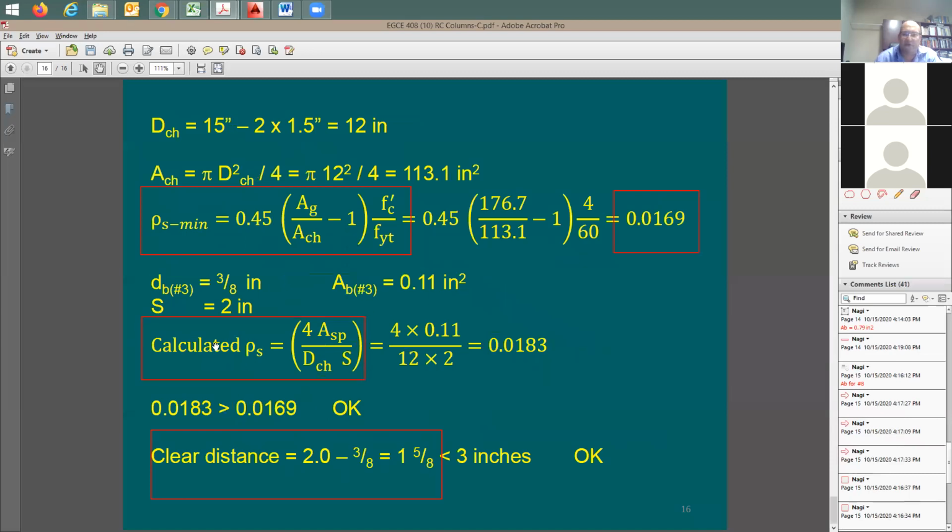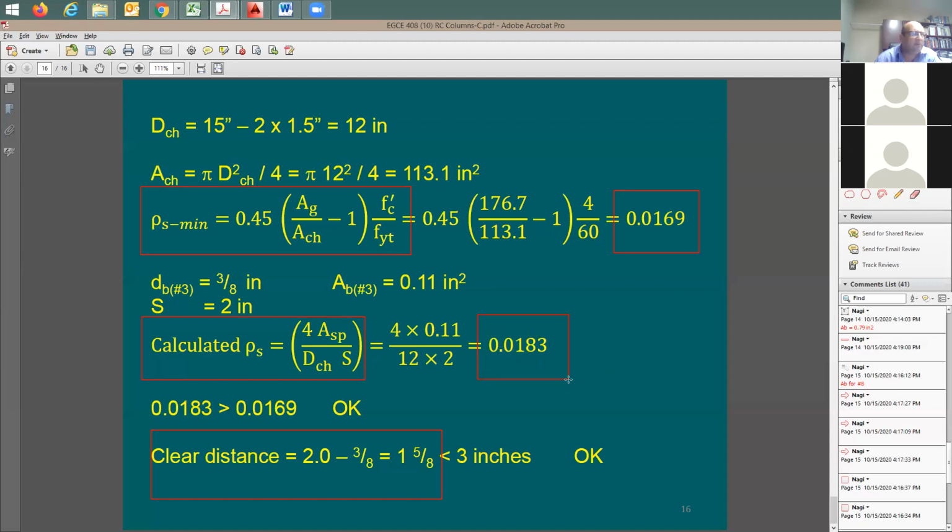Now let me see how much reinforcement we have provided, the reinforcement ratio for the spiral. I know for one rebar, it's going to be 0.11 square inches for number 3. This is going to be Ab for number 3. Let's look at the equation: 4 times 0.11, which is Asp, divided by Dch, I have it here, 12 inches, divided by S, the spacing, 2 inches, given to me. You run the analysis, the reinforcement ratio provided is 1.8%.